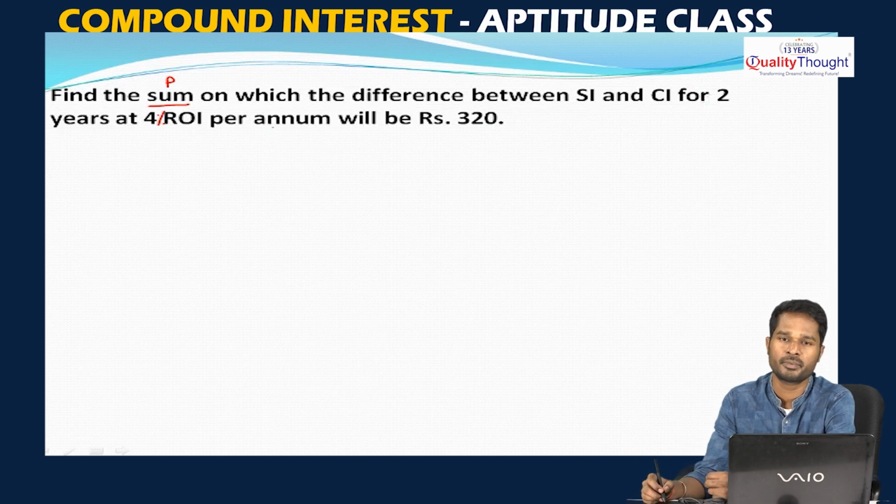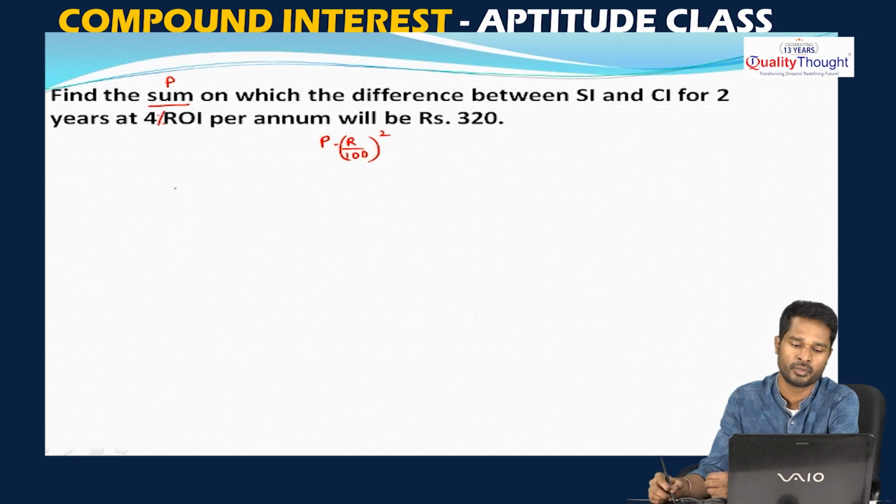So we know the difference between simple interest and compound interest for 2 years is P R square by 100 square, that is P into (R by 100) whole square. This is the difference between simple interest and compound interest. So the difference he has given is 320.